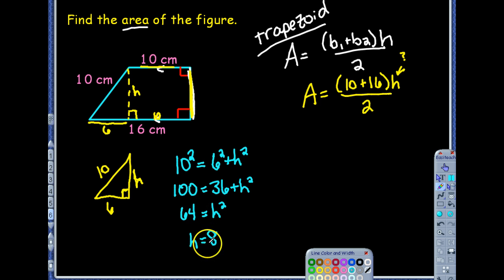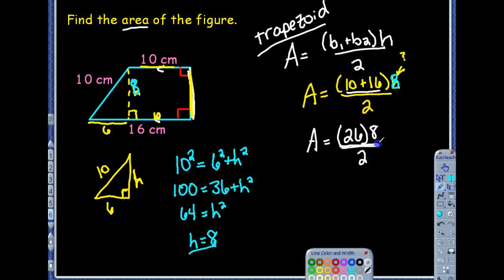All right. Now that is our height. It's one leg of that right triangle, but it's the height of the trapezoid. So now we can put that number into the h, into the height of our formula. And now we can go ahead and find the area of the figure. So let's do it. We know that the area is equal to, what do you get when you take 10 plus 16? 26. So that quantity times our 8, all divided by 2.